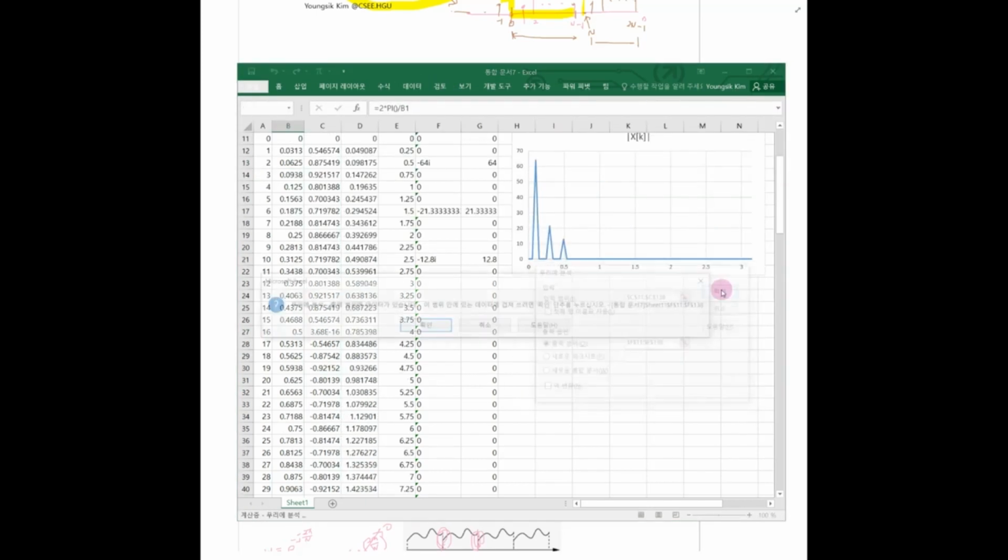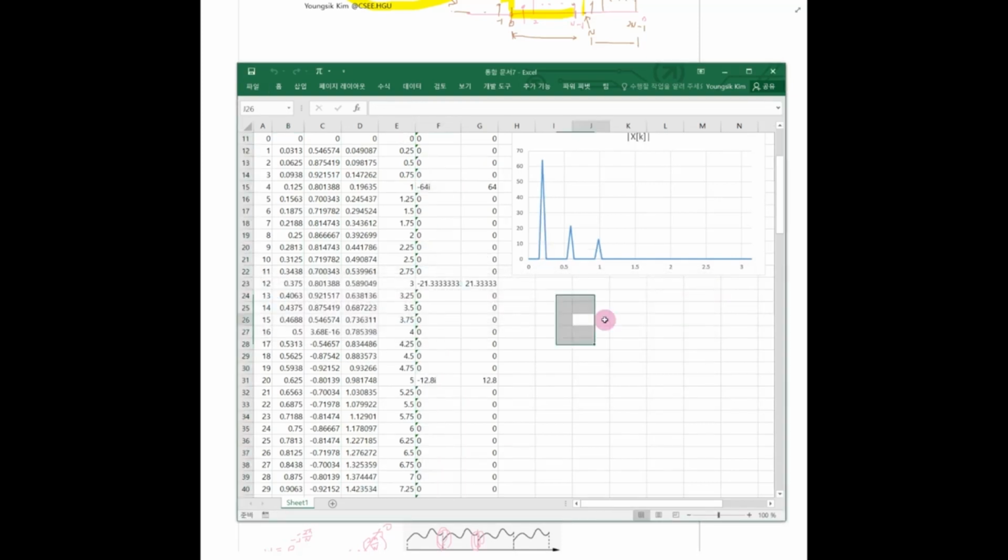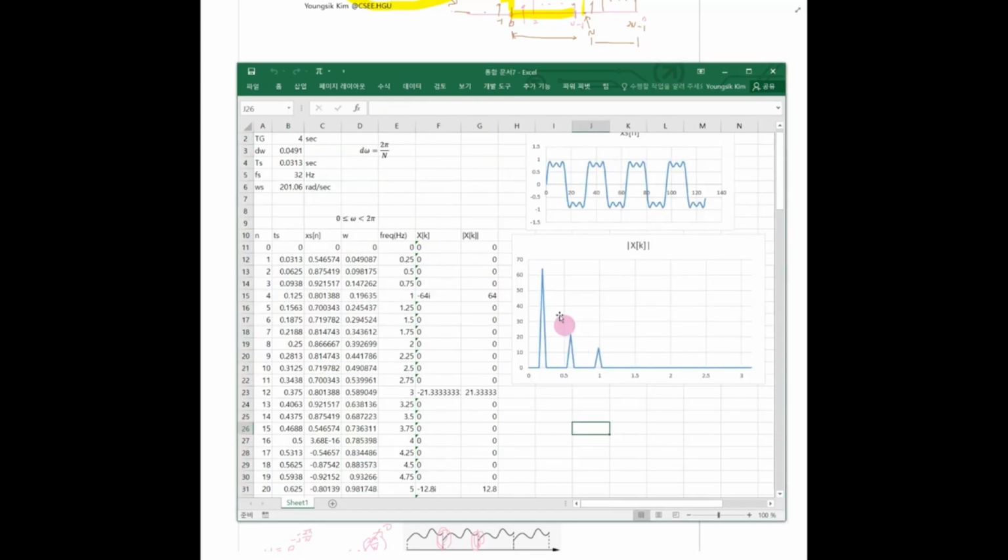Okay, retransform. Then the spectral contents will be changed. This is one. Actually, at this moment, the Nyquist frequency is 16 Hertz. In the previous, it was 32. Okay.